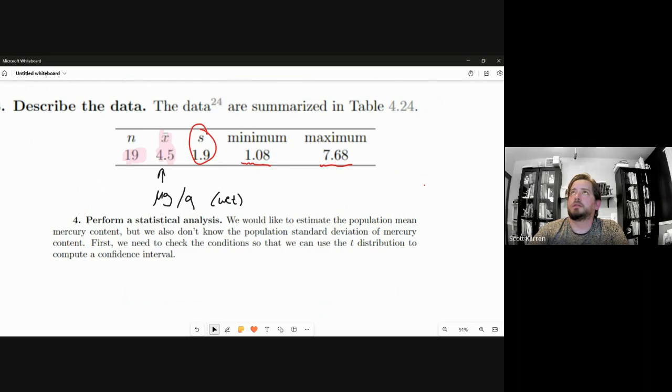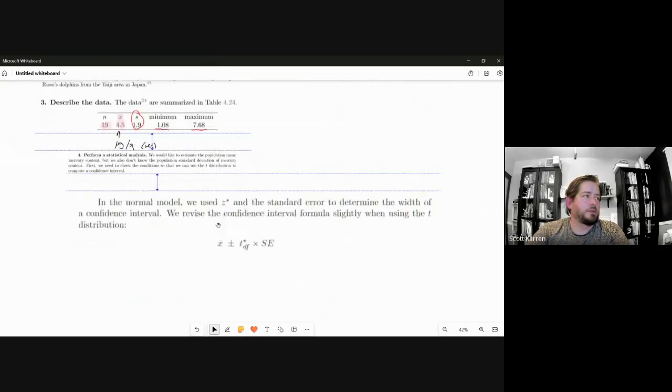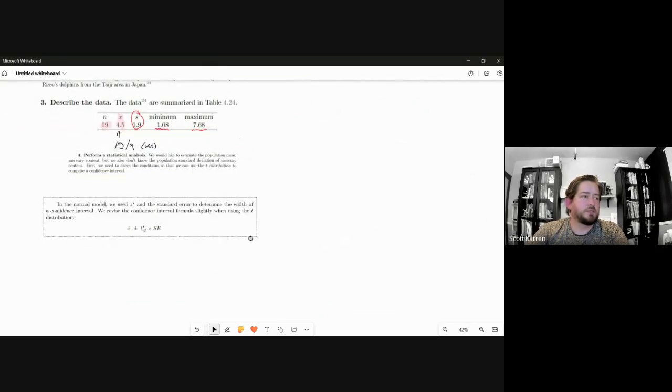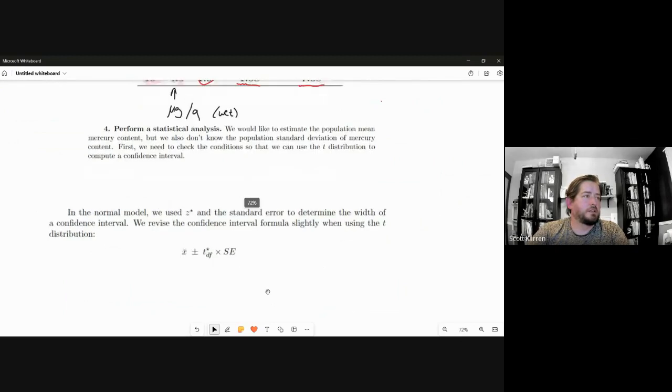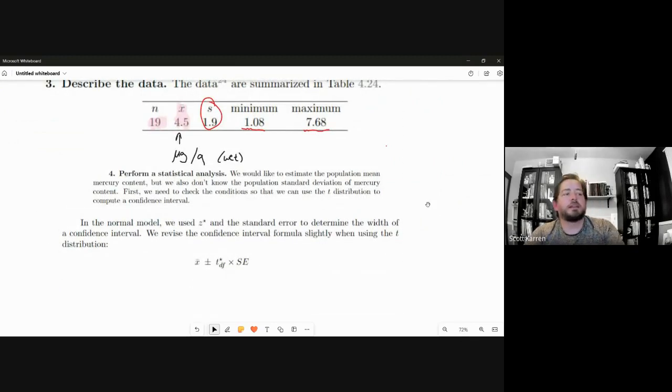All right, so we're going to do this. This resizing garbage is really driving me crazy. Sorry if it's driving you crazy as well, but we've got that x bar plus or minus a t star degrees of freedom times the standard error. So we need to figure out those values, right?